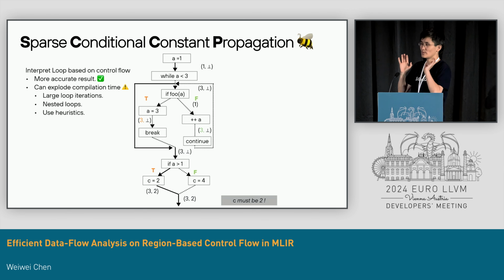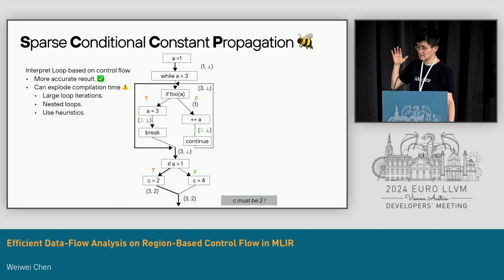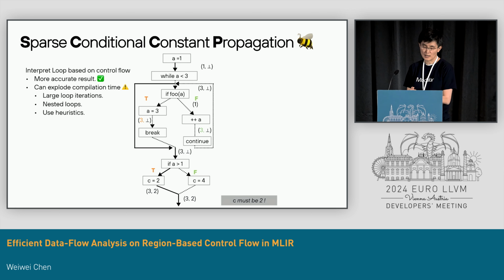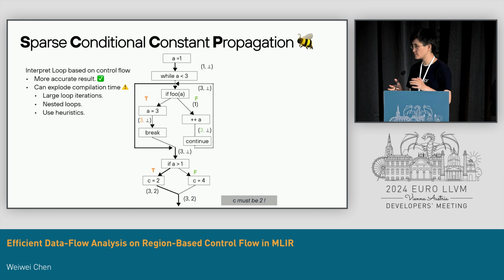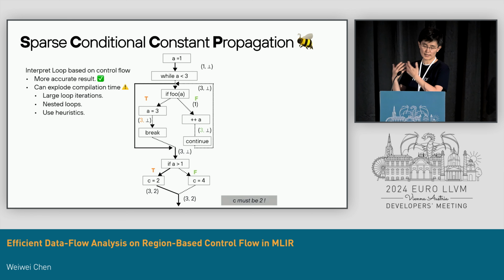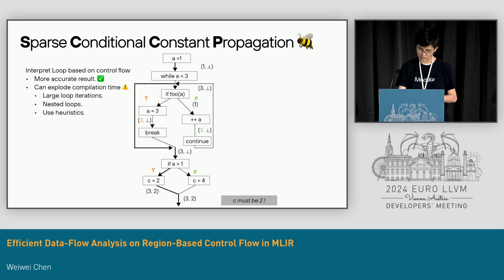However, this can be a little bit dangerous because we can have a really long loop, or the loop can have very deep nestedness. If we are trying to simulate a loop in this case, it's possible that it can explode compilation time. So we can make a trade-off and apply some heuristics to see whether we want a more accurate result at the cost of compilation time. But with this representation, it is possible to make it happen.